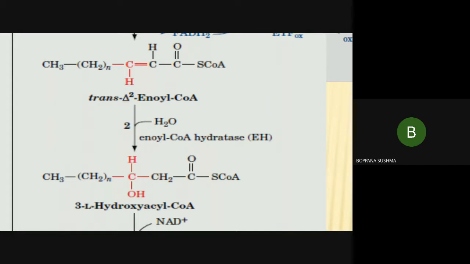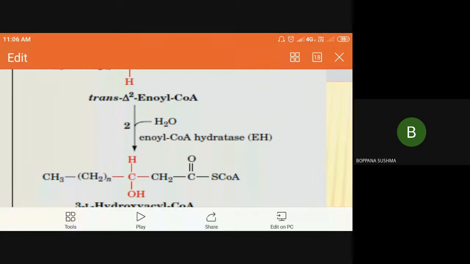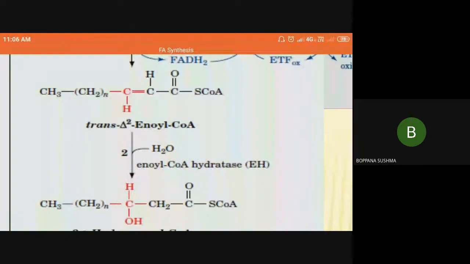Understood? Hydration is the second step. Hydration means addition of water molecule. The water molecule is added in the form of H plus and OH minus ions. So H plus is added to the first carbon atom, and OH is added to the second carbon atom. Which is the first carbon atom? Not the C double bond O, but the one beside C double bond O. That is the first carbon atom. The red-marked carbon is the second carbon atom. Hydrogen is added to the first carbon atom, and OH is added to the second carbon atom.